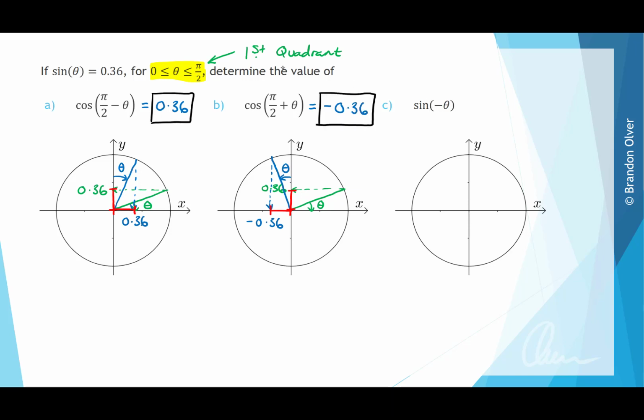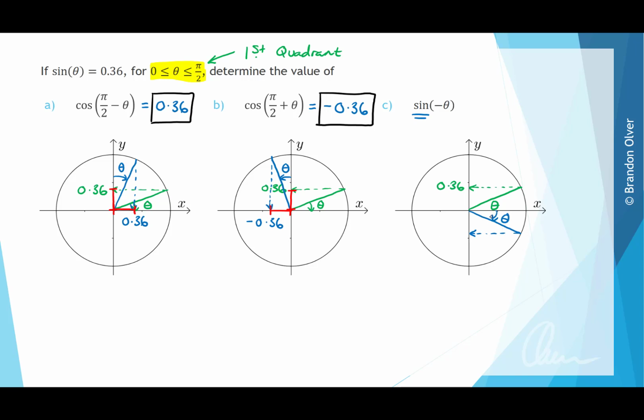For part C, again, we're dealing with theta, where our sine theta value is 0.36, so it's creating this situation once again. However, this time we're looking at sine of negative theta. So if we go negative theta, we're actually going to come down here, so that value is theta, and we're going to look at what is the y value, because we're dealing with sine this time.